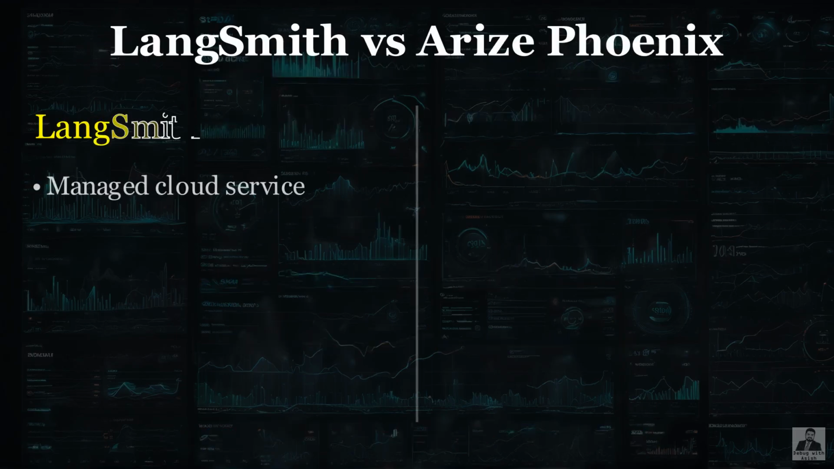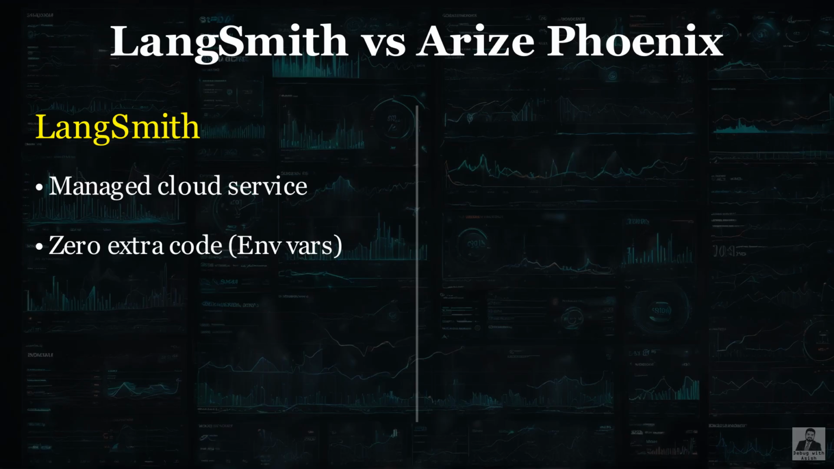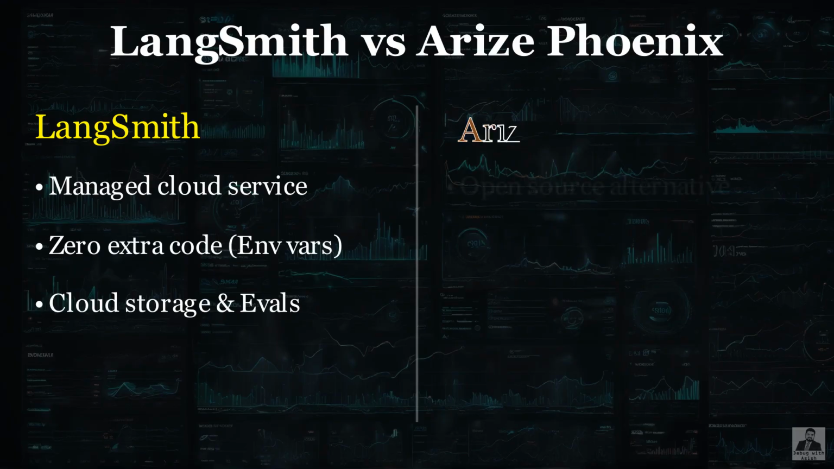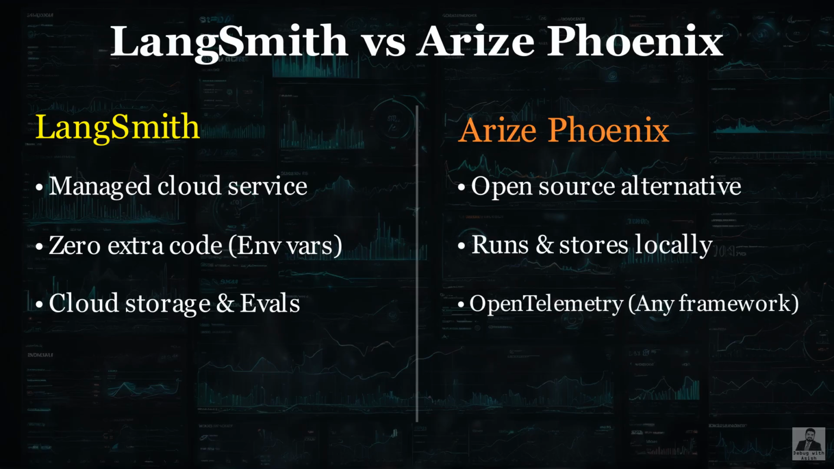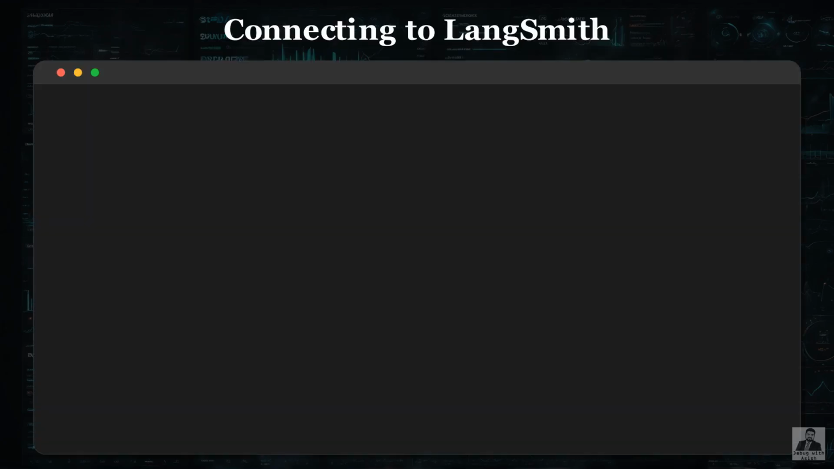LangSmith is a managed cloud service built by the LangChain team. Because it is built specifically for LangChain, it requires zero extra code beyond setting 2 environment variables. It stores every trace in their cloud, lets you filter and search traces, and has dataset and evaluation tooling built in. Arize Phoenix is the open source alternative. It runs locally, stores traces on your own machine, and uses the OpenTelemetry standard so it works with any LLM framework, not just LangChain.